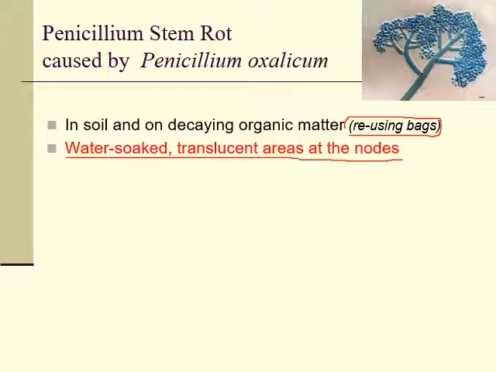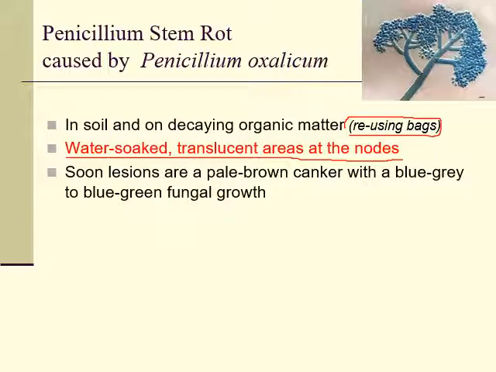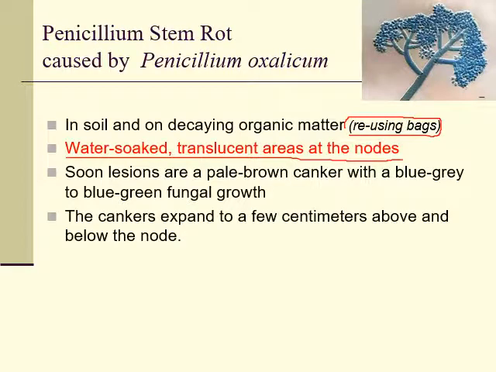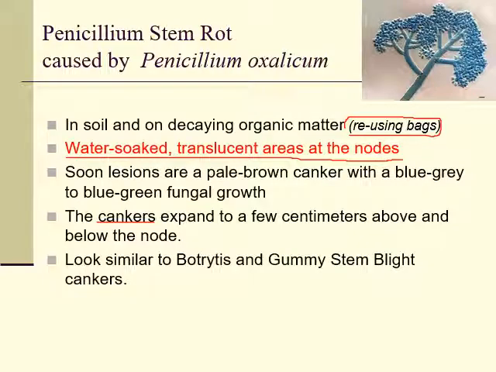If you see the gray-blue mold, it's already late, right? It's already erupted. Those lesions become pale, and then your mold sort of erupts. These are on your stem, these cankers, as they're called, where the fungus erupts. They usually are above and below the leaf node on the stem. It can look very similar to botrytis, especially because of the gray fuzziness.